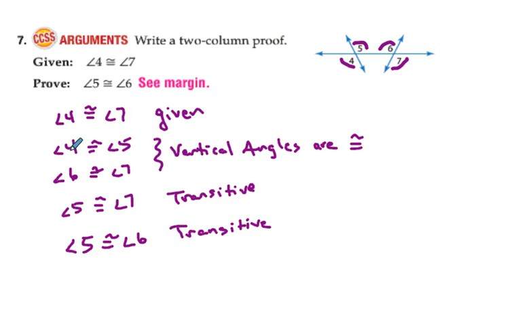So I had to take each set of 3. So I looked at these right here and said, okay, if they're both congruent to 4, 7 and 5 are congruent to each other. That's how I got this statement there. And then the next thing I looked at was these ones, and I said, well, if they're both congruent to 7, these have to be congruent to each other. That's how I got that statement.